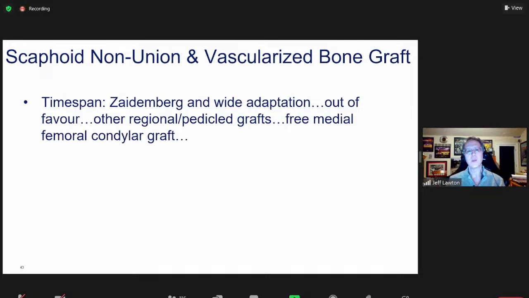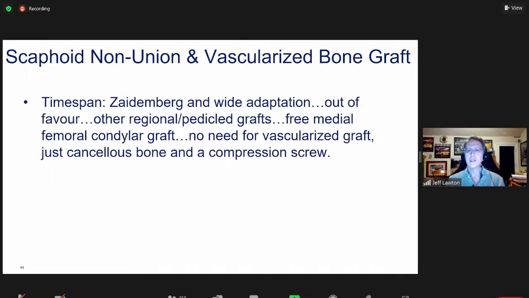Jim Higgins is going to talk about the free medial femoral condylar graft. And again, that's been popularized and had great success. And then there's some people that say there's no need for vascularized graft, just cancellous bone and a compression screw. So I'll be interested to get our panelists' impressions on where things sit now.